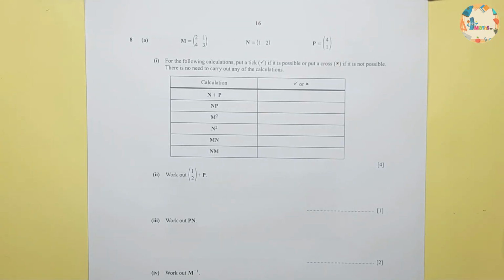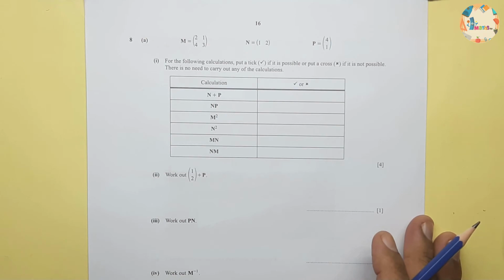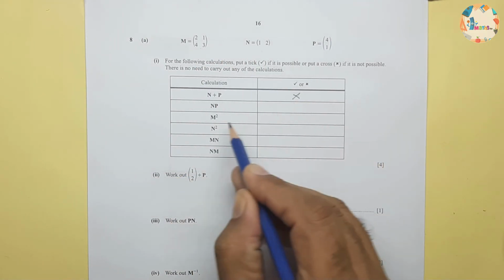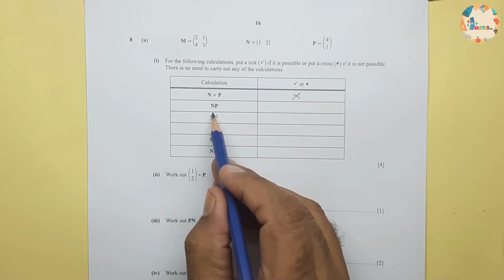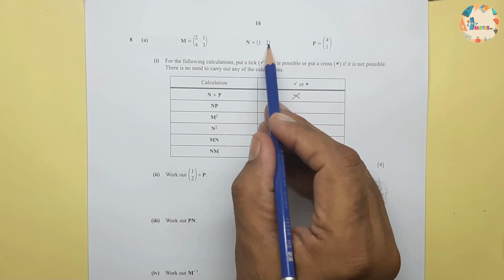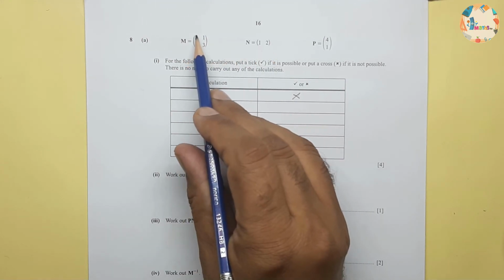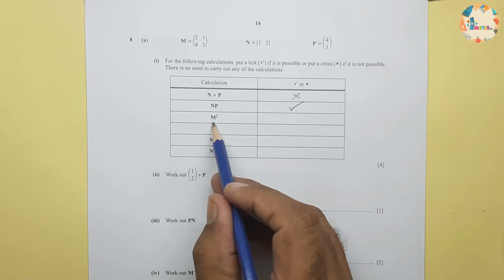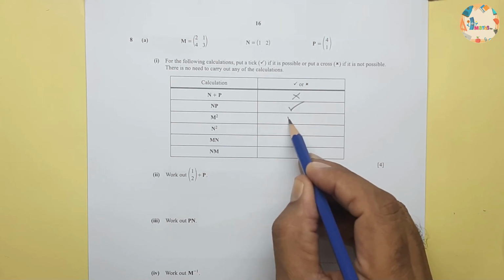Now question number 8, matrices are given and they are asking which calculations are possible, like N plus P. Order should be the same in case of addition, which is not the same in this case, so this is not possible. N and P is possible because the number of columns of the first one should be equal to the number of rows of the second one, which is equal, so this is possible. And similarly M and M is also possible because same order.